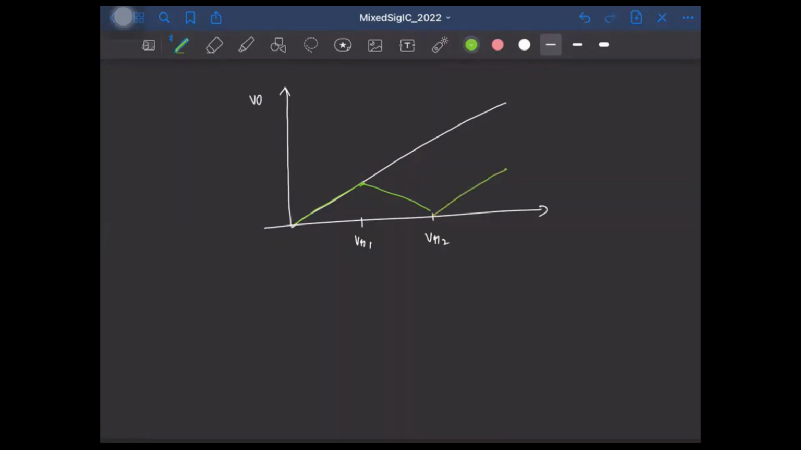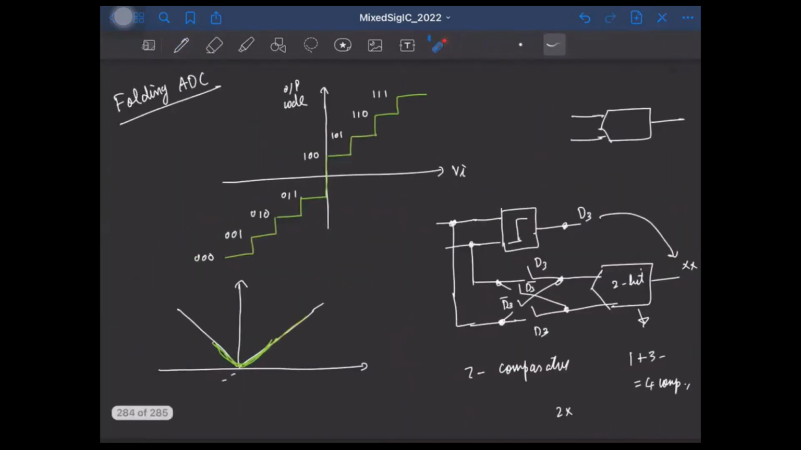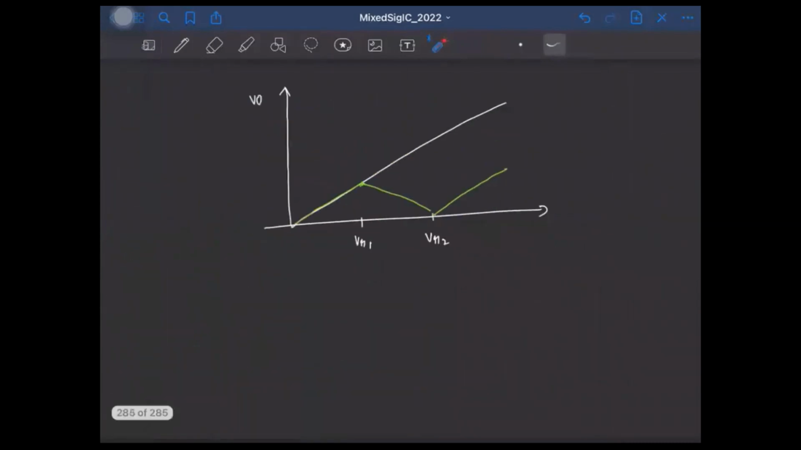Okay, and to do this, we need to compare the input with 2 reference voltages, right? Instead of simply comparing it with 0, wherein we just found the sign of the input. So instead of comparing the input with 0 to find the sign, here we need to compare it with these 2 references.